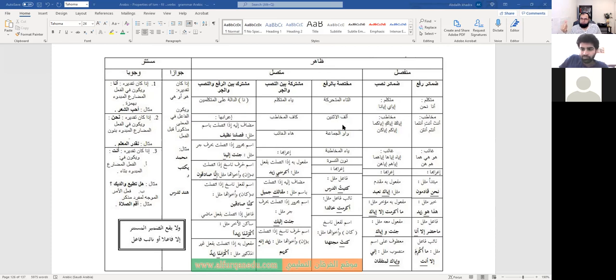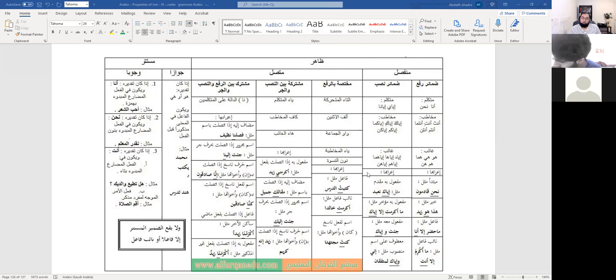whether ism or fa'l or harf. In Arabic, the dhamair, the pronouns, can connect to an ism or a fa'l or a harf. Tamam? Let's come to the munfasil first, before the connected ones. The munfasil, we said, we have ضمائر رفع: أنا, أنت, أنتِ, أنتما, أنتم, أنتن, هو, هي, هما, هم, هن. And ضمائر نصب: إياي, إيانا, إياك, إياكما, إياكم, إياكن, إياه, إياها, إياهما, إياهم, إياهن. Those are ضمائر نصب all the time, and those are ضمائر رفع all the time.